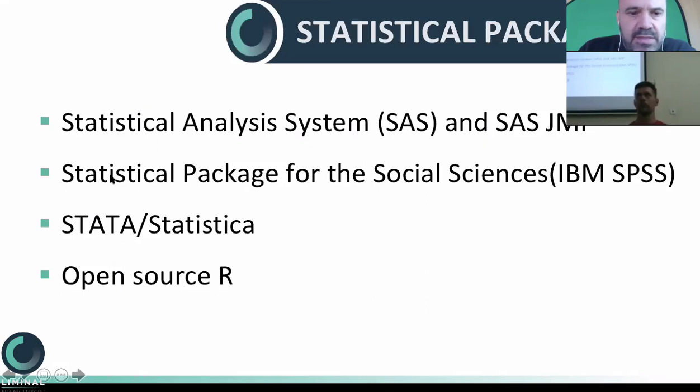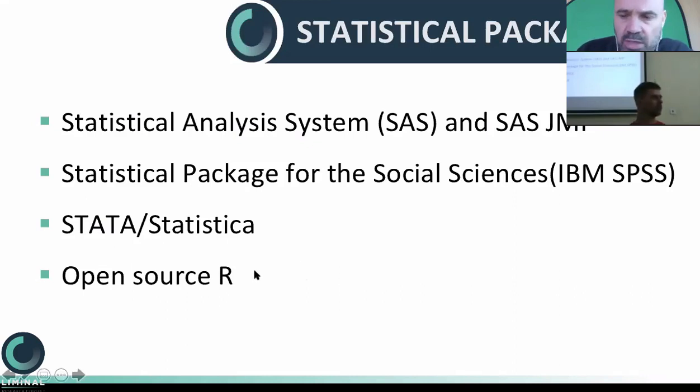SAS and SPSS can import R. And R has a lot of libraries that you can use. So R is really a powerful package, and it's open source, it's free. 4 times a year they update it. But it's difficult to learn. It's not so easy to learn.